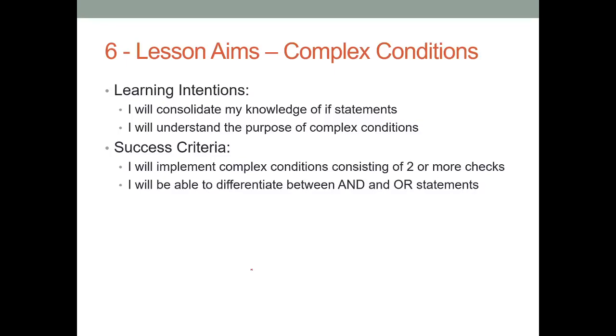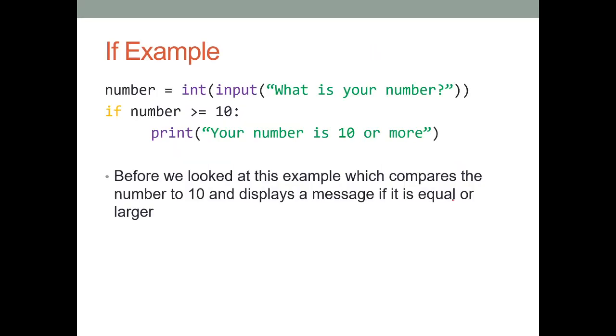Right. Hi everyone. Today we're going to be looking at complex conditions. Every if statement has a condition, something like if name equals this, or if number is greater than this. Complex conditions are just combining two or more conditions. There's two different ones: there's and, and there's or, but I'll get into that in a second.